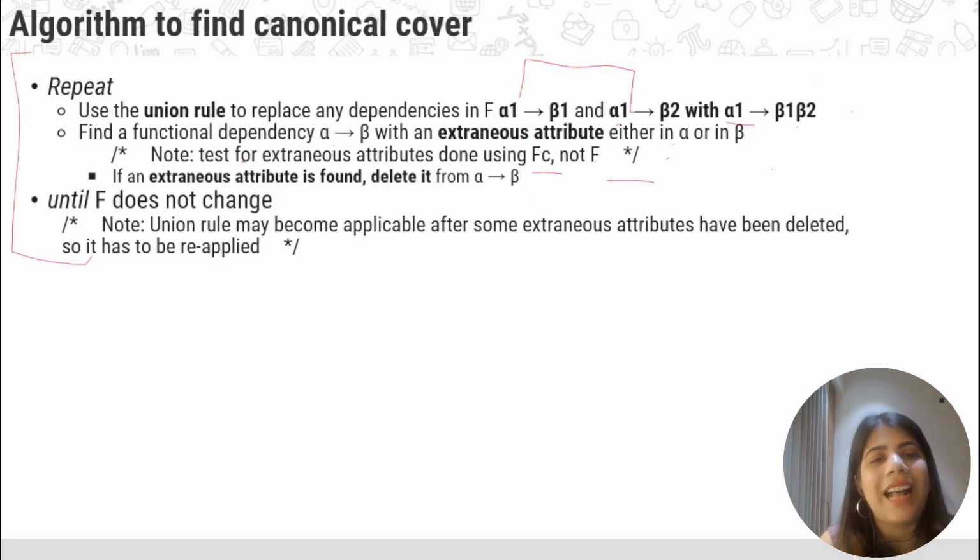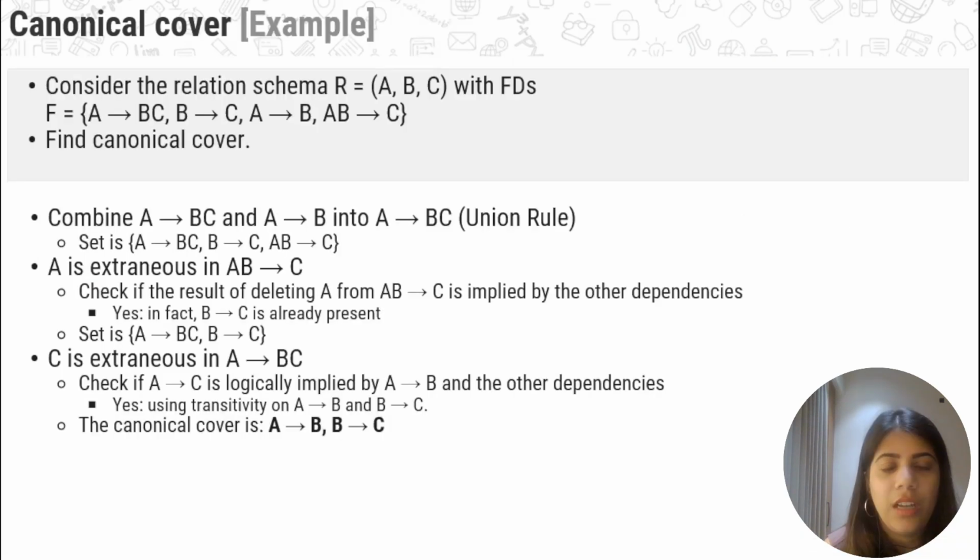The closure meaning has to be the same until F does not change. Let's take an example. Consider the relation schema where R is the relation and A, B, C are the attributes, where the functional dependencies are A can determine BC, B can determine C, A can determine B and AB can determine C. We need to find a canonical cover and make it a minimal version.